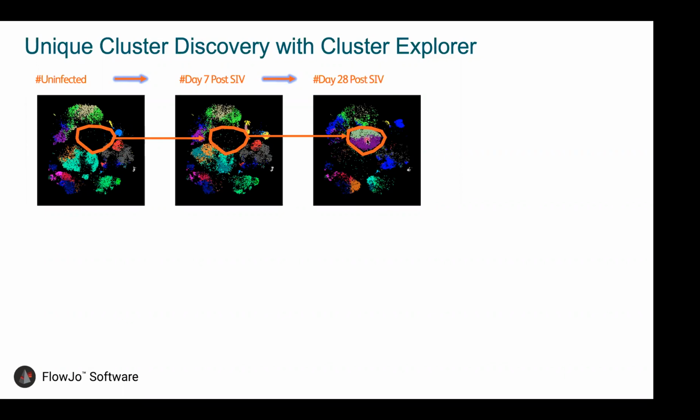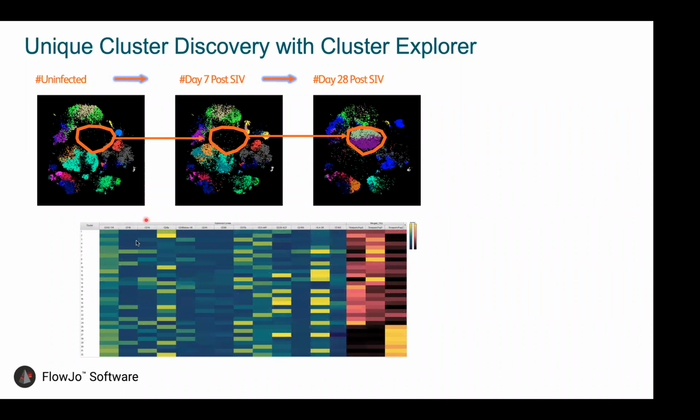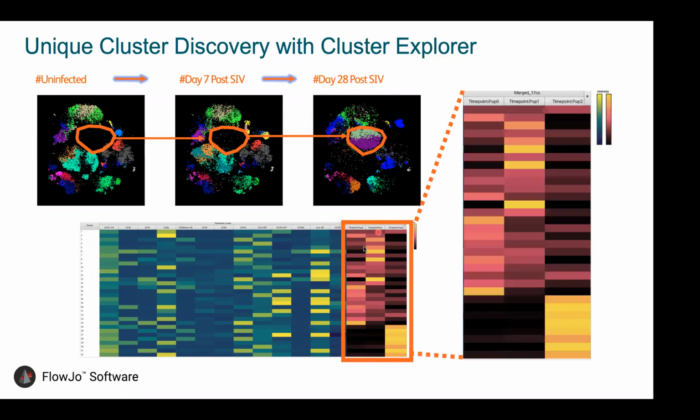So you can either do this manually in the layout editor, and you could, in theory, draw a gate here and go from time point to time point and check the frequency of those clusters. Or you have an advantage with Cluster Explorer, where you can input on your heat map your different time points or your different treatments, etc. So ultimately now we can have a heat map where we can compare each one of the clusters and see its abundance across time points.